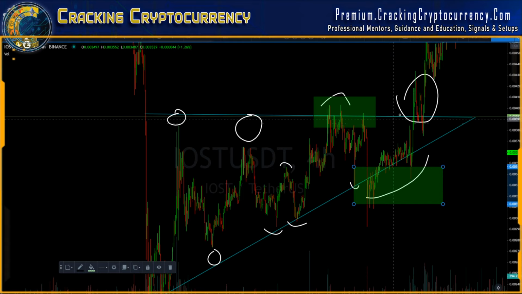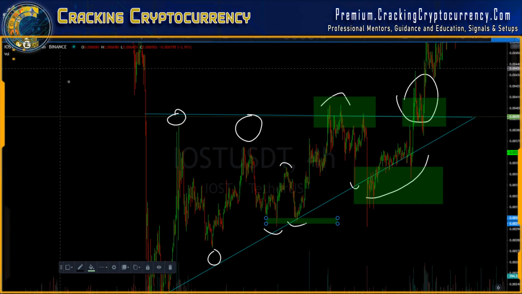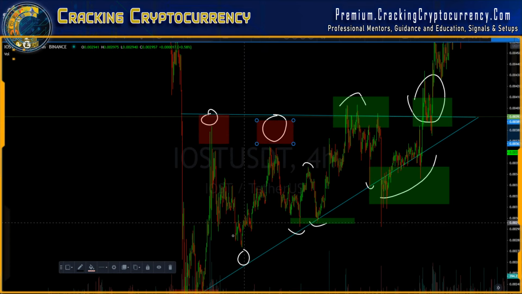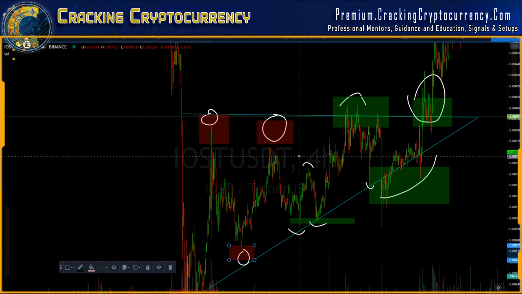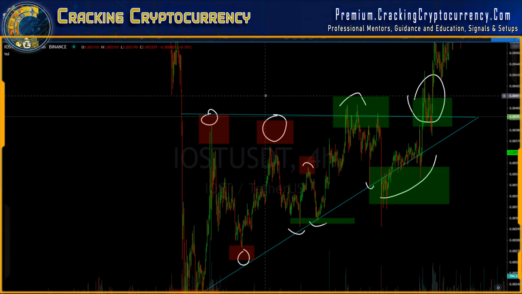Yep, right there, and right there, and right there, and obviously at the beginning. But this area, 1, 2, 3, 4 areas of white space. And the more white space in a chart pattern, the less likely it is to work out the way that you think it will.